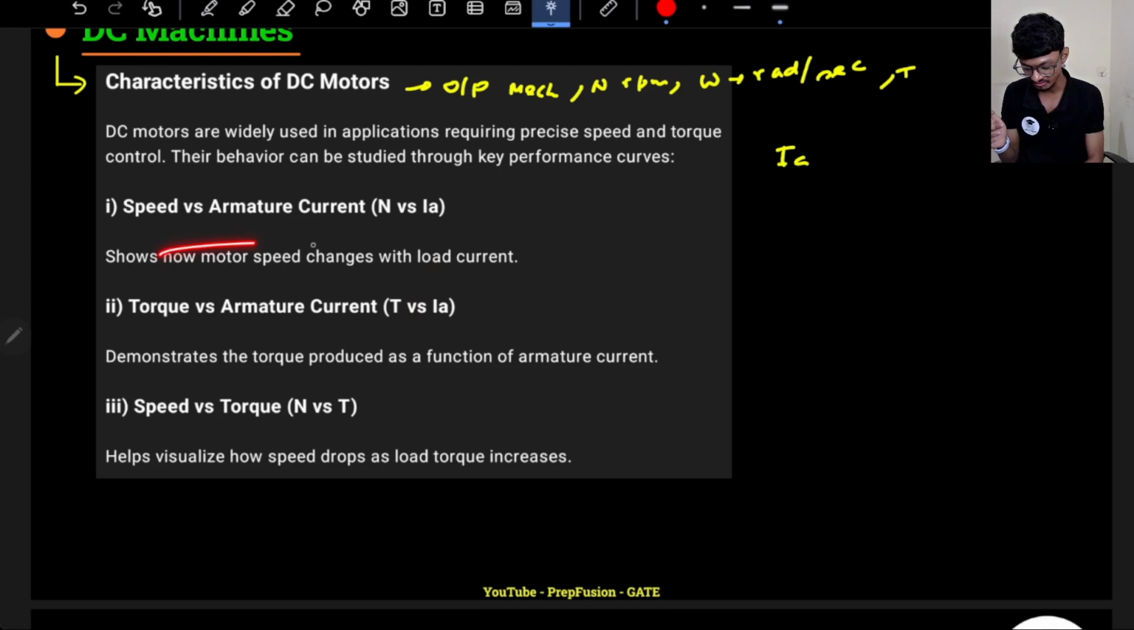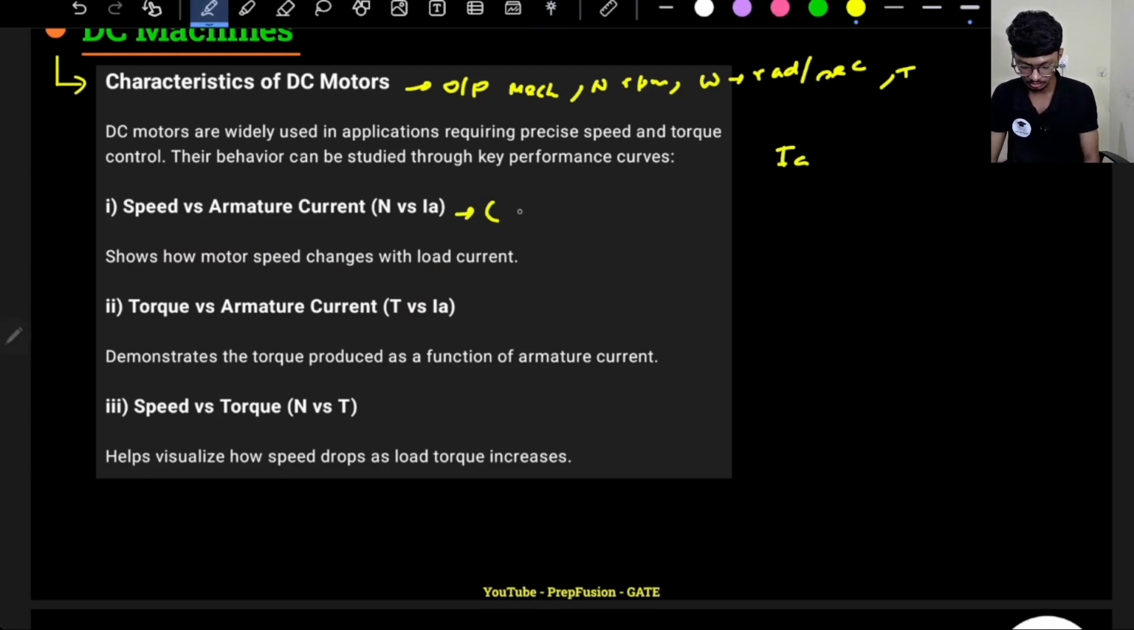First one is the speed versus armature current. How does my speed change with respect to change in the armature current? If I vary my armature current, how will the speed change? That is what we want to know. This is sometimes written omega versus IA. Then the next one is the torque versus armature current. How does the torque change with change in armature current? This is T versus IA only, because there is no omega here.